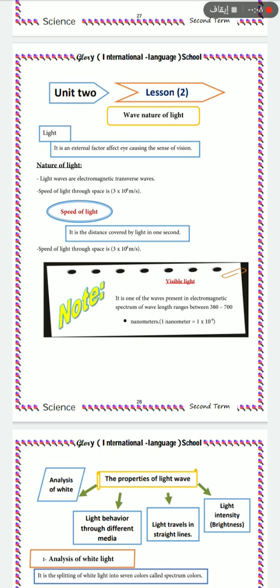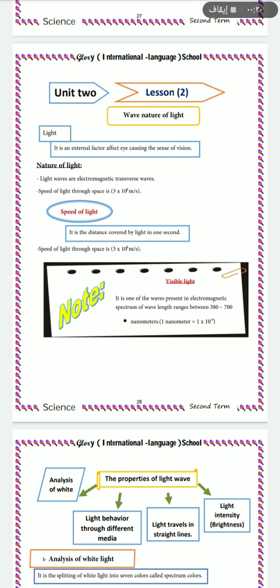Okay, and now we are going to talk about a new lesson. It's about the wave nature of light. In the last session we talked about the properties of sound waves, so we will compare between light and sound. We will start with the definition, and let's get started.